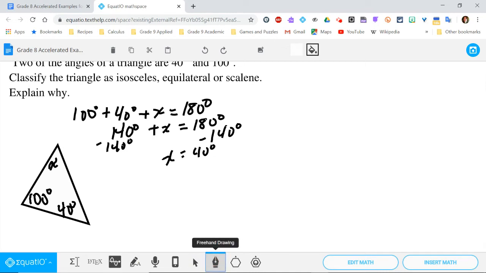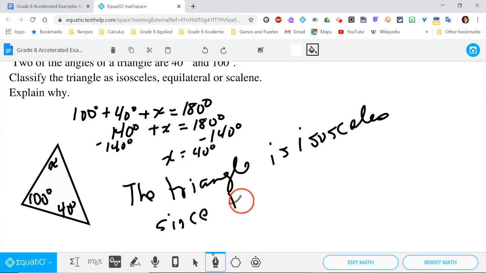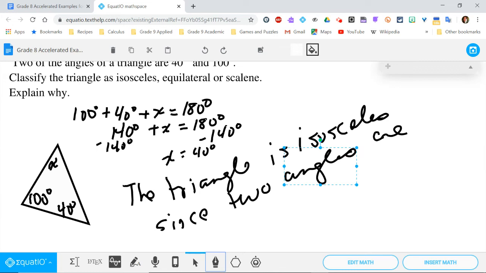So now I'm going to handwrite. You could type it too, but I just kind of want to look at the handwriting. The triangle is isosceles since two angles are the same. So I got my work done.